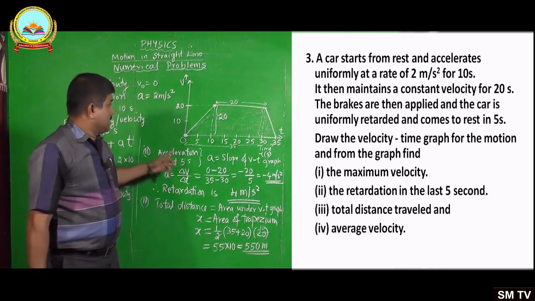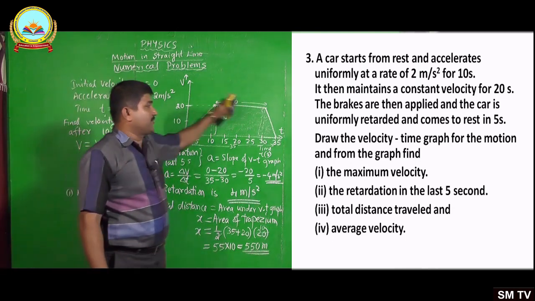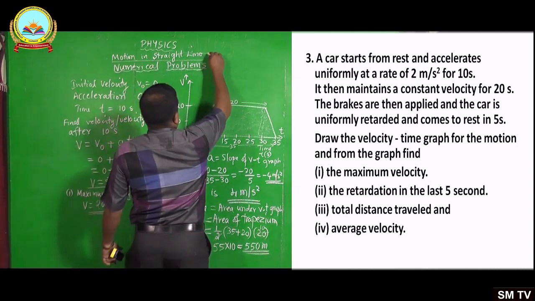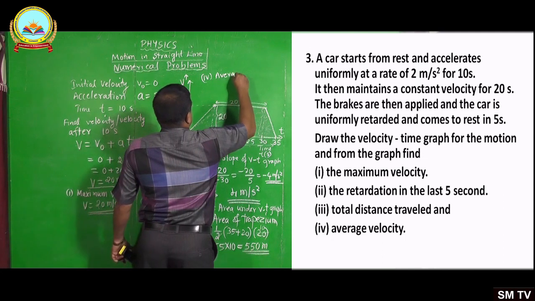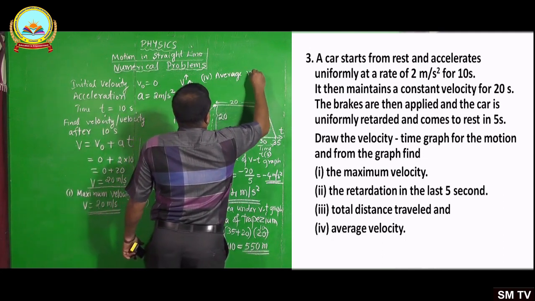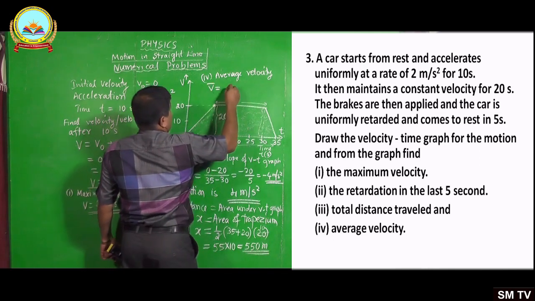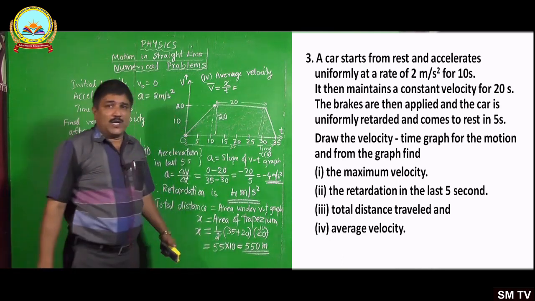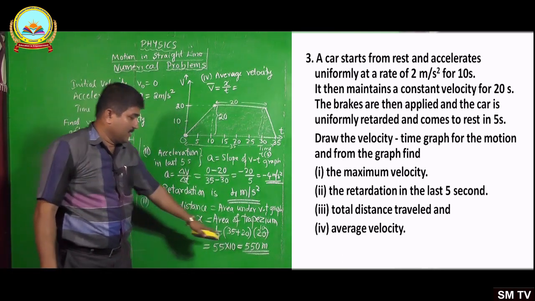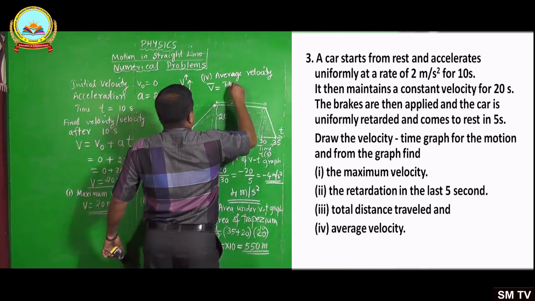So this is the number 3 that we needed. And the last calculation is the average velocity of the car during its journey. So the fourth calculation, average velocity. Average velocity V bar equals total distance travelled by total time taken. Total distance travelled is 550 meter.